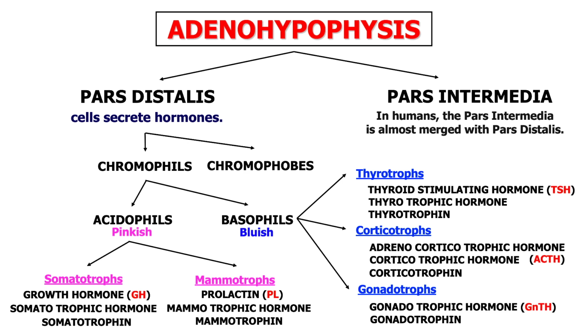Also, pars intermedia produces a hormone called MSH, melanocyte stimulating hormone. So if I was to quickly summarize the histology of the adenohypophysis, how it looks under the microscope, we will see that there are two main parts. There is a pars distalis and there is a pars intermedia. The pars intermedia is highly reduced and produces only one hormone called MSH, melanocyte stimulating hormone.